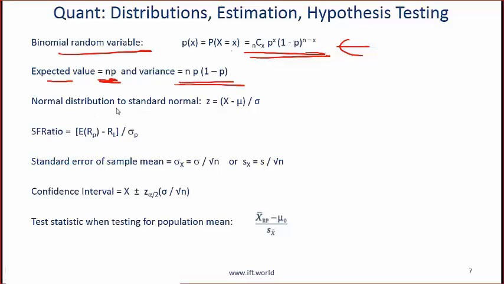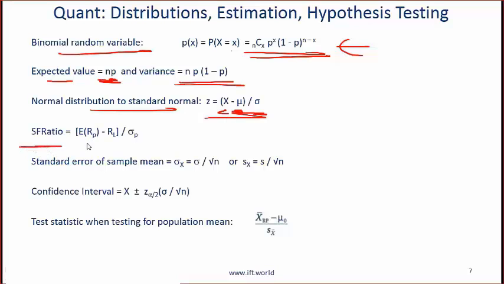Then normal distribution to standard normal. So if you are given a normal distribution which is not standardized, and you need to change that into a standard normal where the mean is 0 and the standard deviation is 1, then you take the x value minus the mean and divide by the standard deviation. Once you do this, then you can look it up in a regular table.